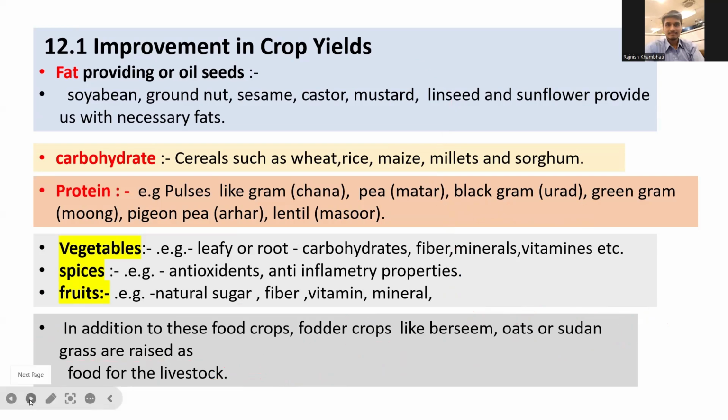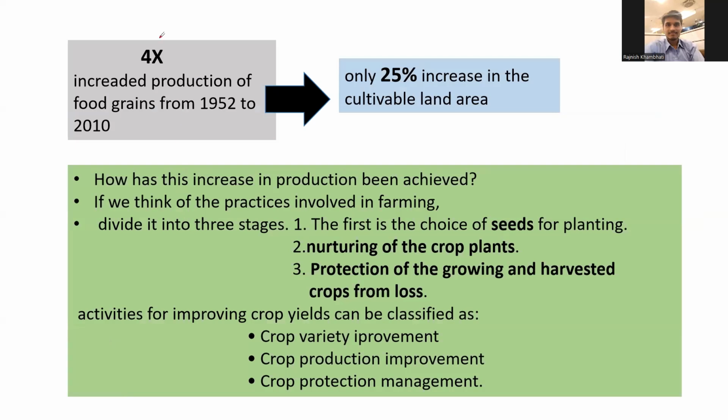So let's jump on to the next slide. We have increased production 4x. Okay, there is a spelling mistake over here. Do not mind it, please. It is a typing error. There is a 4x production of the food grain from 1952 to 2010. It is a time frame. The time period is 1952 to 2010. How much did our food production increase? 4x production. And the question is how?